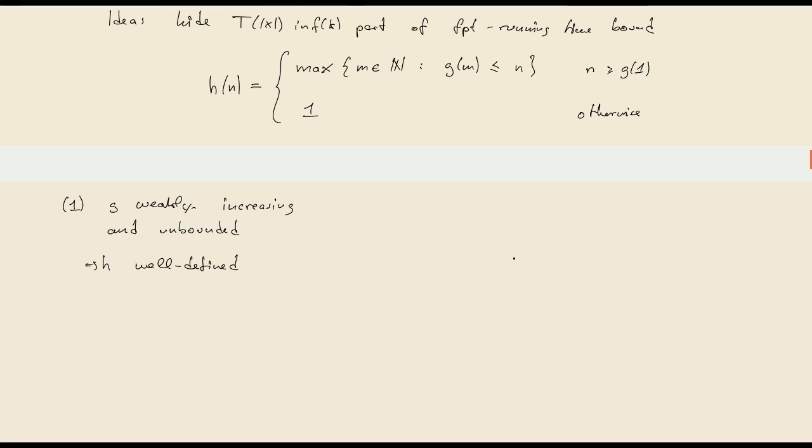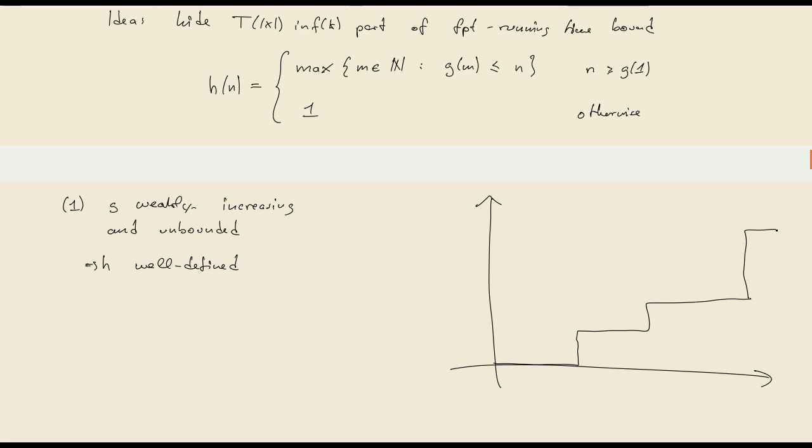So it's best to imagine the following properties as follows. Let's draw the graph for the function g. We know that it must look like this. It can never decrease. It's weakly increasing, but it can stay constant for a certain time. And it's unbounded, which means no matter where you put the bar, at some point you will cross it.